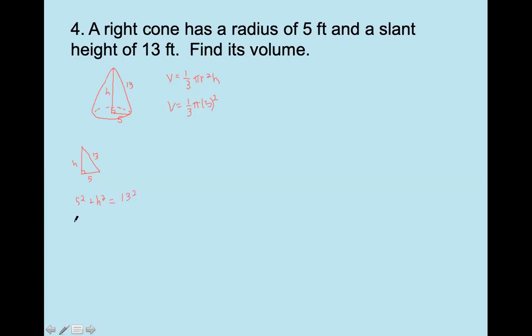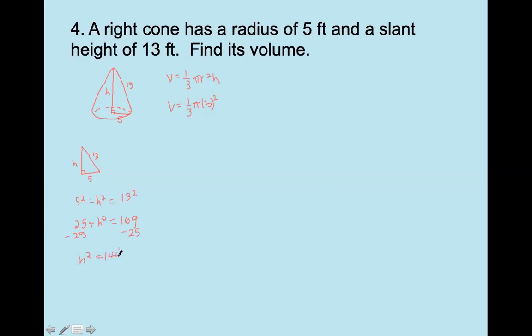Right, do some simplifying. 5 squared is 25, plus the height squared equals 13 squared, which is 169. Subtract 25 from both sides. And we get that the height squared is 144.